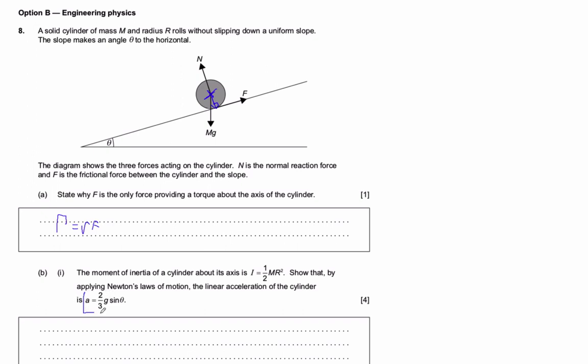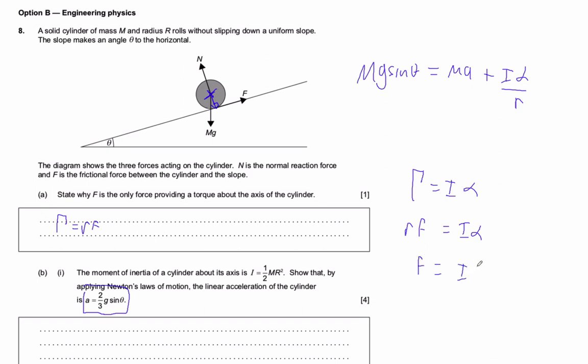And they say show that it's this. So again, we're just going to start with mg sine theta is ma plus I alpha over R. And I felt like I should show where that comes from. That comes from torque is I alpha, so torque is RF, and that equals I alpha. By the way, in the mark scheme, you don't have to show that, but I just did. So therefore, F is I alpha over R, and this is the force needed to accelerate it. Okay, so now we're set.